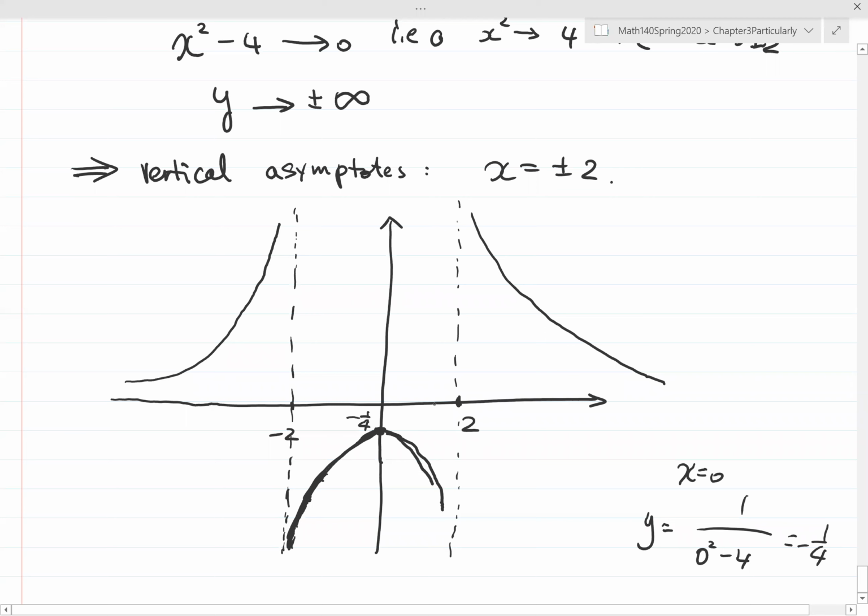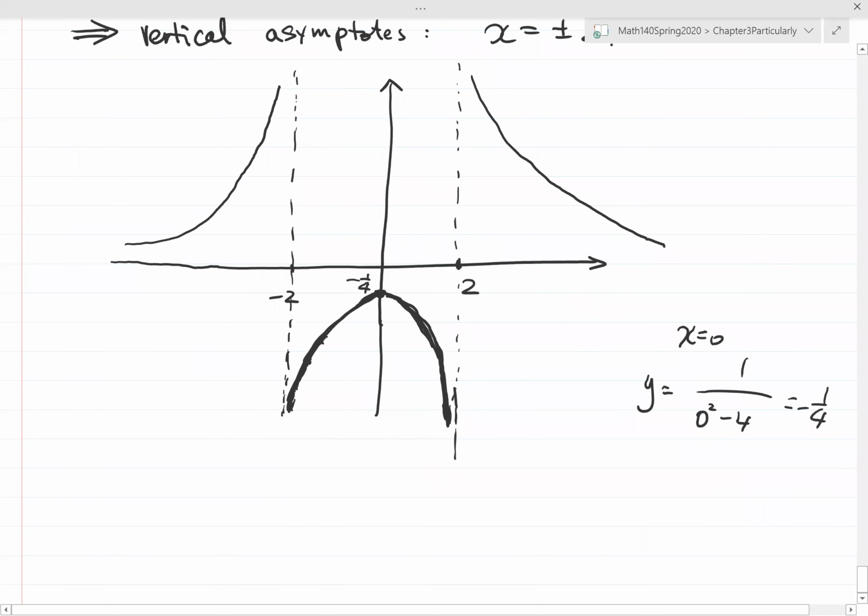It's only a rough graph. The other piece is by symmetry, decreasing and concave down. You see this is symmetric with respect to the y-axis because it's even. So we are done with this graph.